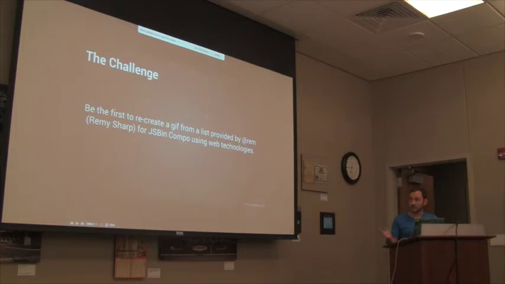So what I did was I participated in the JSBin competition. Remy Sharp was holding it for JSBin's birthday. There was a bunch of animated GIFs, and if you were the first one to recreate them using web technologies, you'd get a sticker, and if you did 5, you'd get a shirt. Since I do canvas demos all the time, I was like, why not?